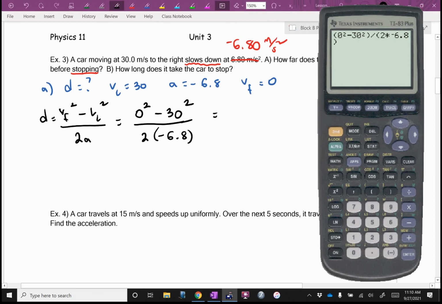Do y'all get 66.1764? Did we get a positive answer or a negative answer? The car ended up in front of where it was going. It's slowing down, but it hasn't gone in reverse. It came to a stop. That makes sense. If I got a negative answer, I would have been a little nervous.